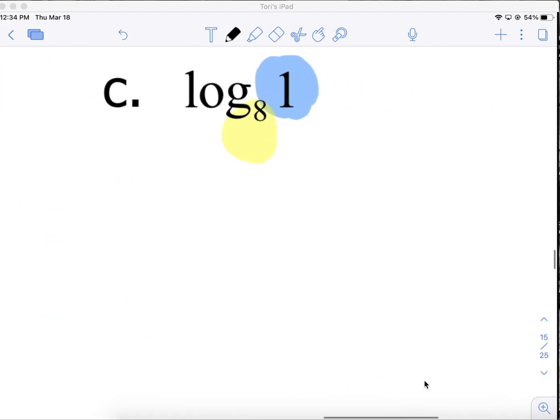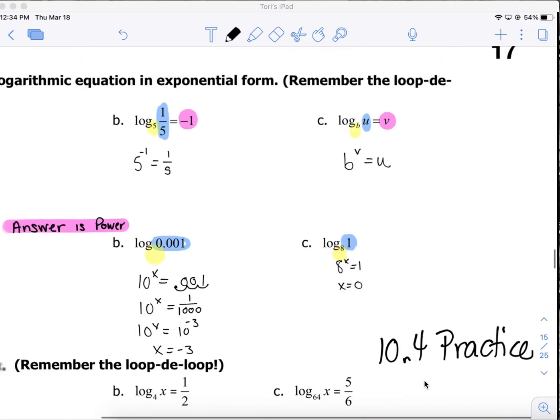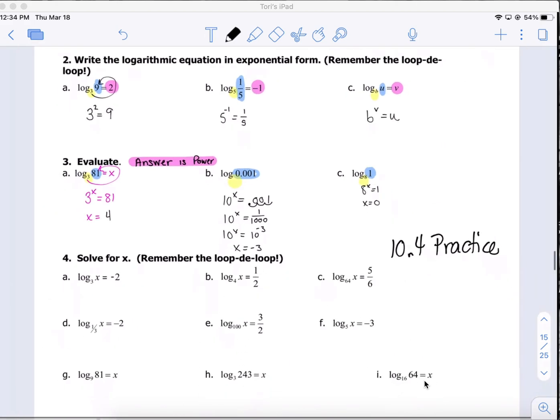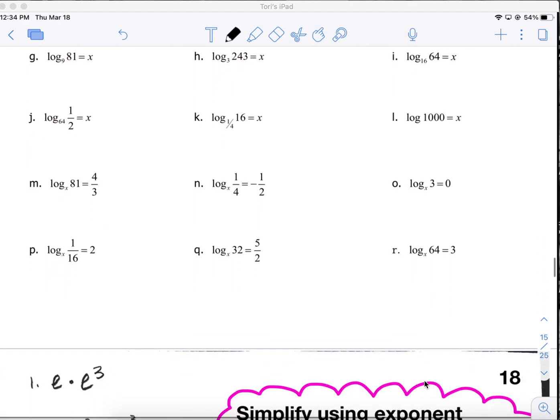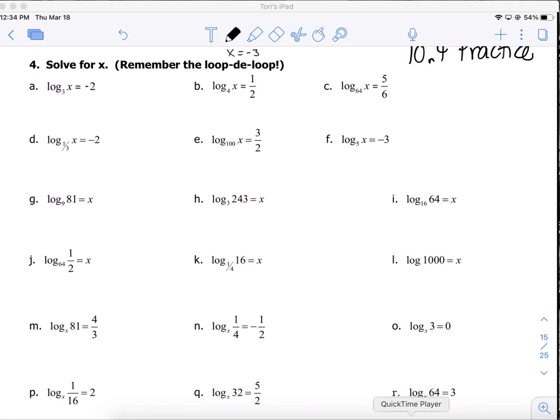And last one, we would say 8 to the what equals 1. I know that anything to become a 1 has to be raised to the 0. So I would make my X equal 0. If you've gotten all of those right, you are ready to start the practice. Your assignment is going to be section 4. I know they're not numbered, but it's A through R. Go ahead and get started.